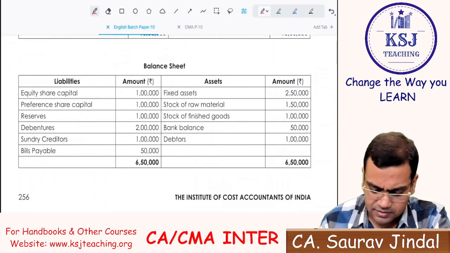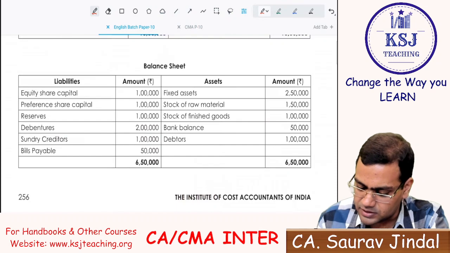Similarly, the balance sheet is given to you. The balance sheet is simple, so there is no need to redraft it as such.